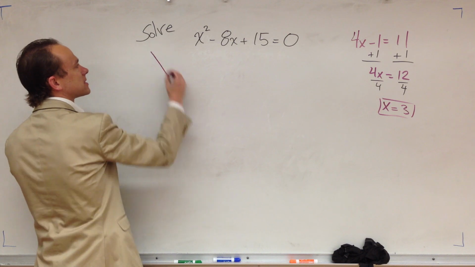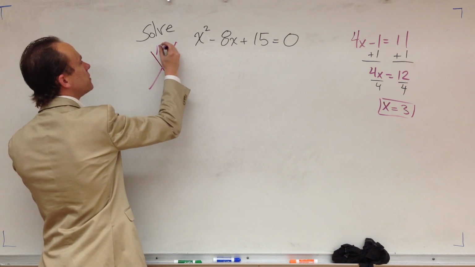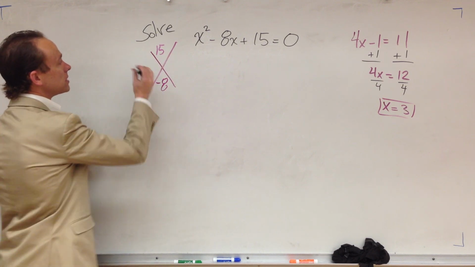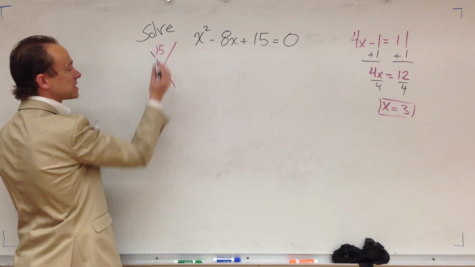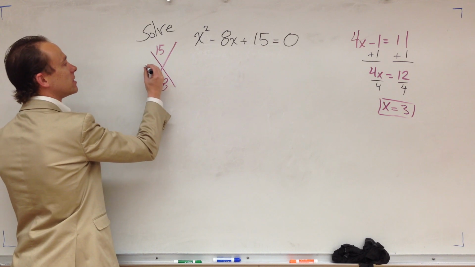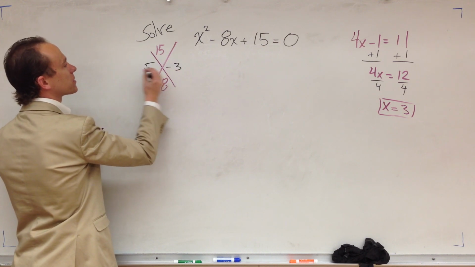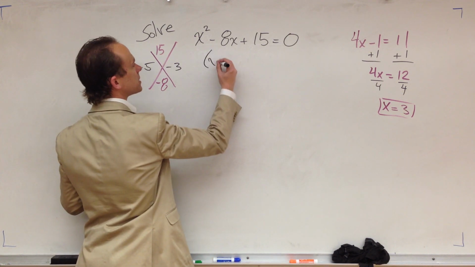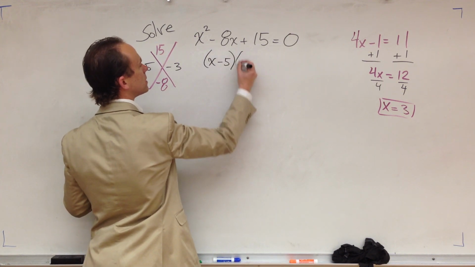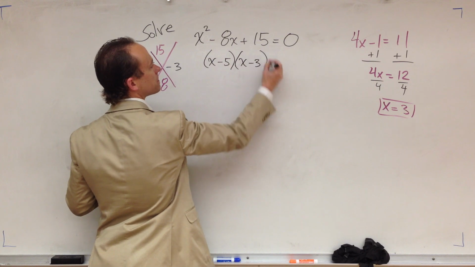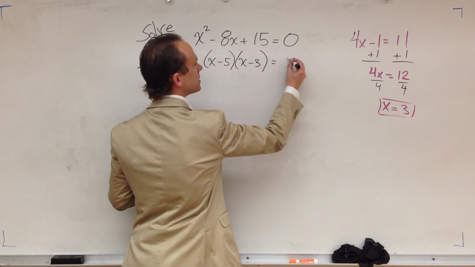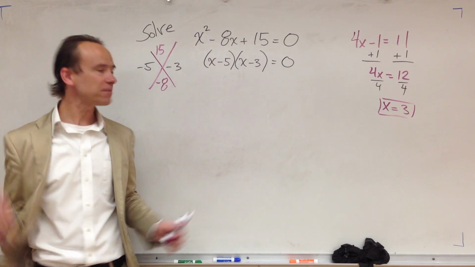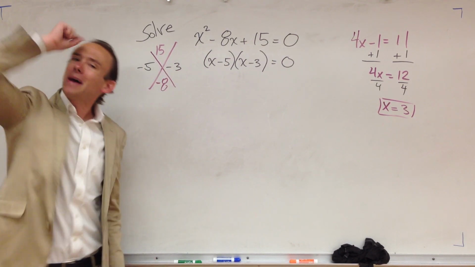Let's factor this. Boom. We got 15. We got negative 8. We got to solve this puzzle. Two numbers that multiply to give me positive 15, add to give me negative 8, are 5 and 3, and they both got to be negative if they're going to add to a negative. So this becomes (x minus 5)(x minus 3) is equal to 0.